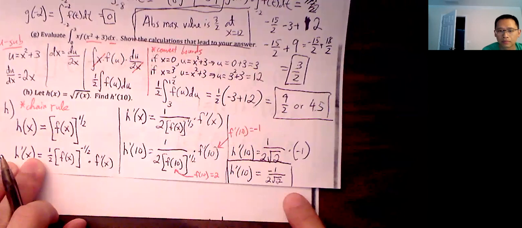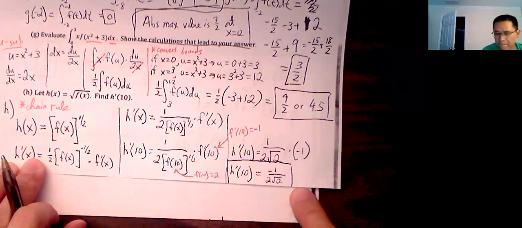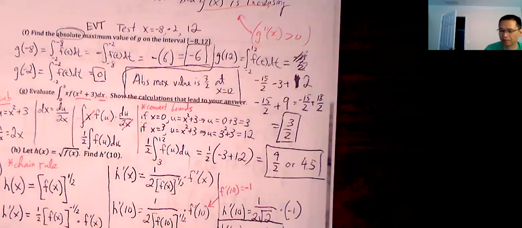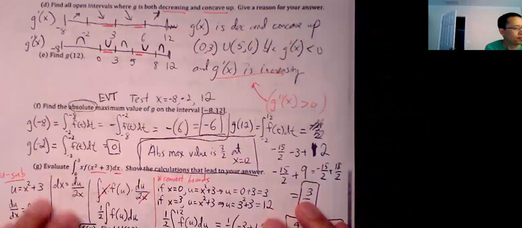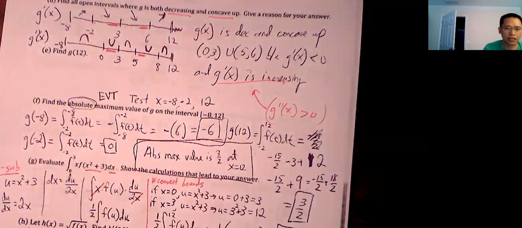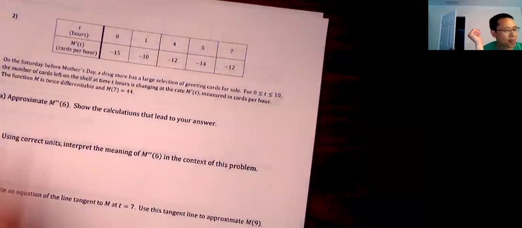Okay, any questions there? Okay, so that's number one off of the review sheet. No questions there? Okay, here's number two.